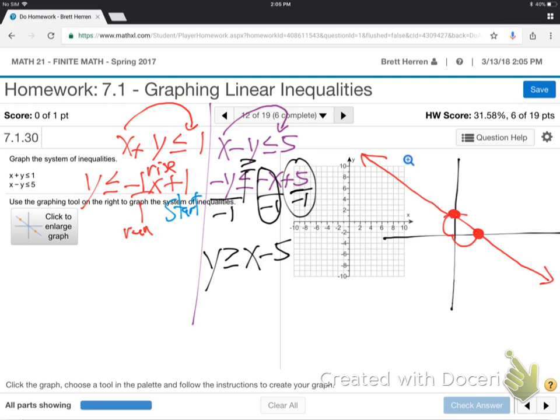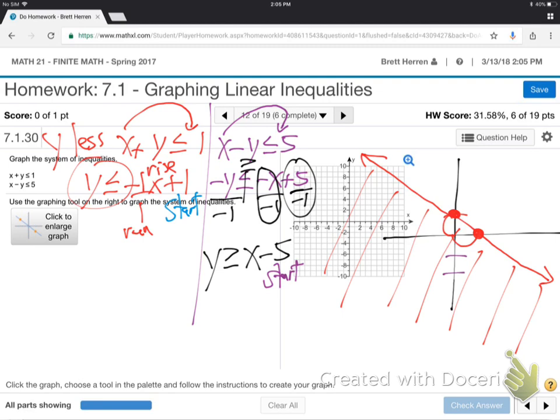Which side do we shade of that line? What does it say? Y is less. So you're going to shade below it. Good? Now, is that okay? Any questions to that point? Now let's do the other one. The purple one. Where do we start the purple one?